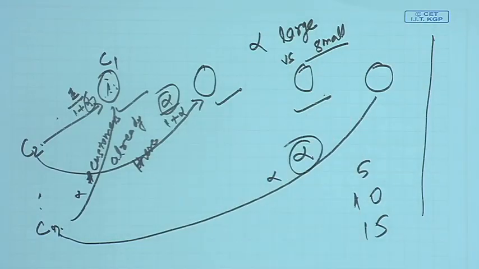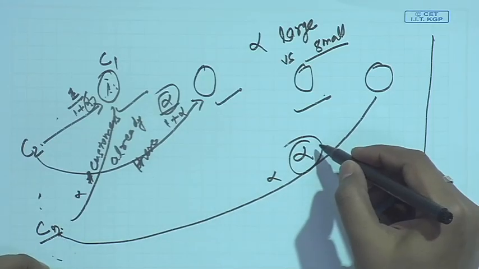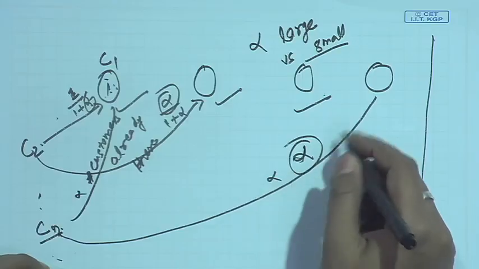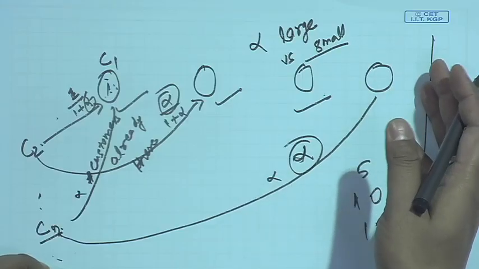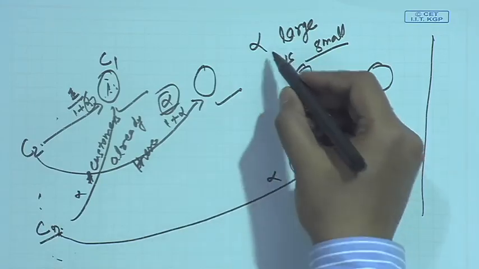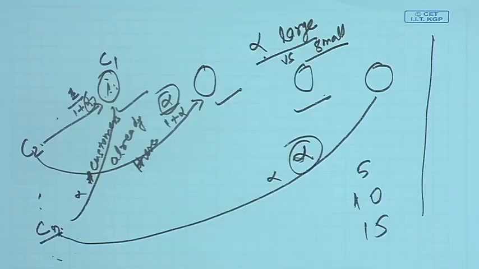If your alpha is large, what will happen? If alpha is large, when a customer comes in, there is a large probability that it will choose a new table. Okay? So that means with large alpha, you can get a large number of topics. So this gives you some idea.